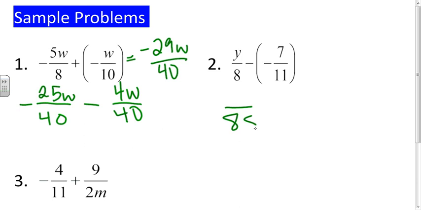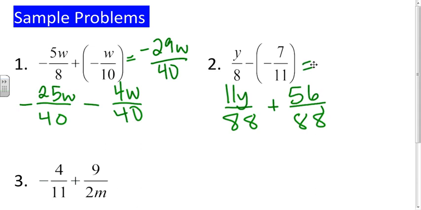And number 2, the least common multiple of 8 and 11 is going to be 88. I'm subtracting a negative, so I'm going to rewrite it as addition. Okay, 8 times 11 is 88, so y times 11 is just 11y. 11 times 8 is 88. 7 times 8 is 56. So my answer for number 2 is going to be 11y plus 56, that expression, over 88.